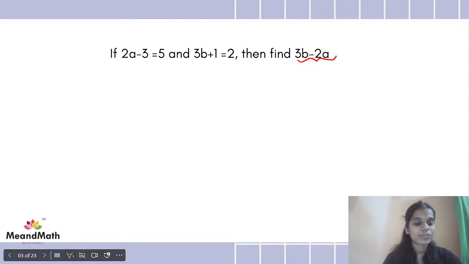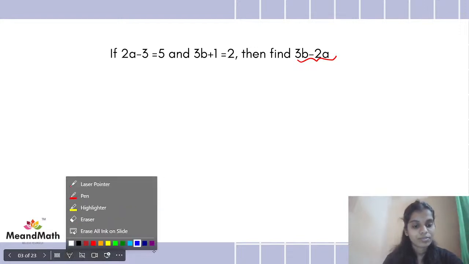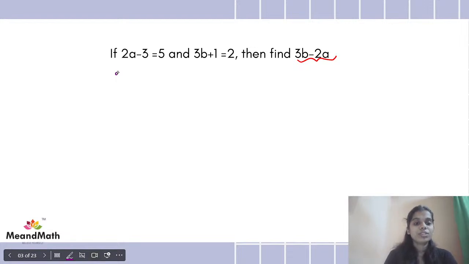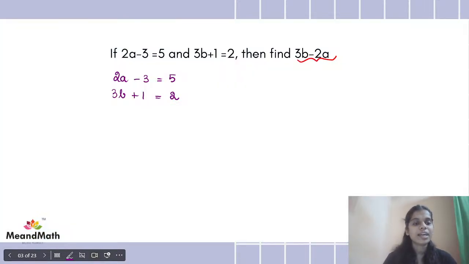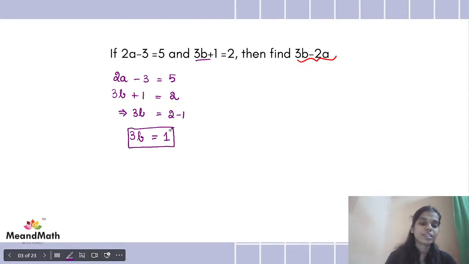So, what is the given information? First, we can take that. 2a minus 3 equals 5. 3b plus 1 equals 2. These are the two given pieces of information, and I just want 3b and 2a. So, from the second equation, I am writing 3b equals 2 minus 1. 3b equals 1. Right? This is from the second equation.